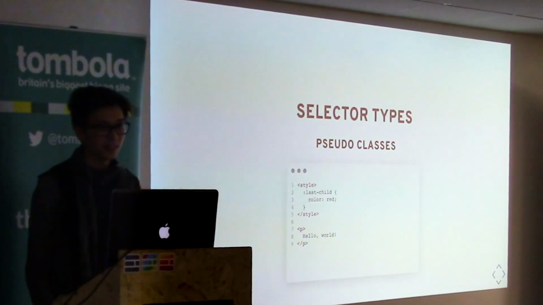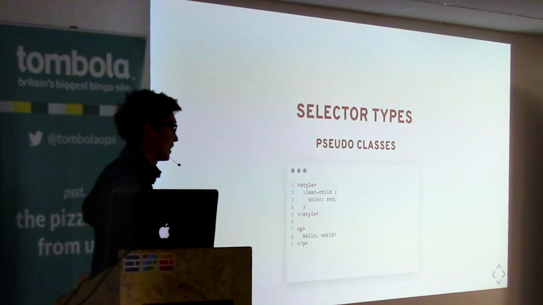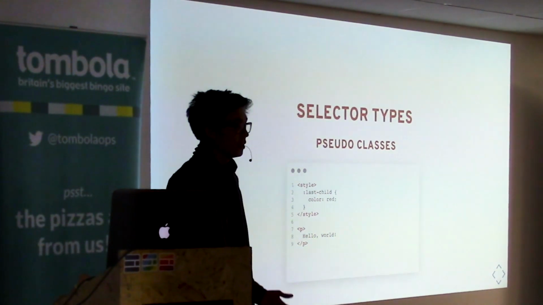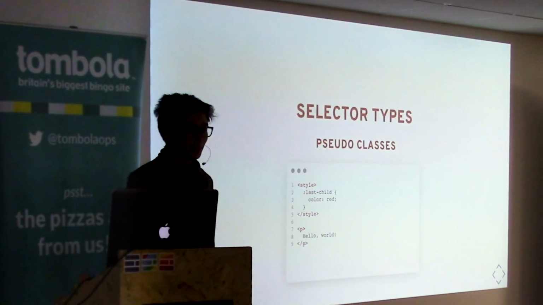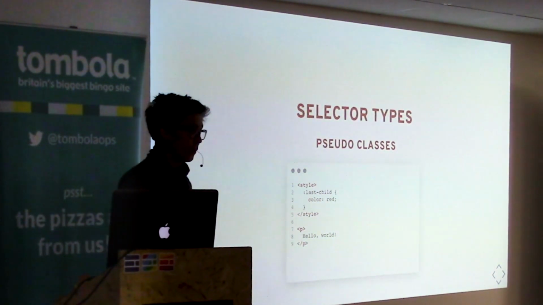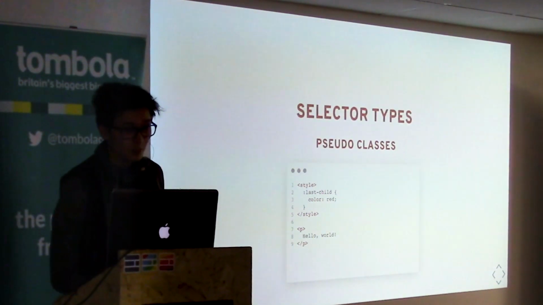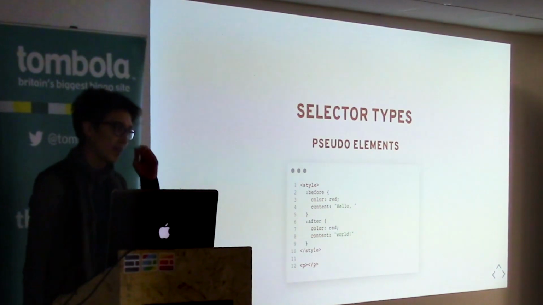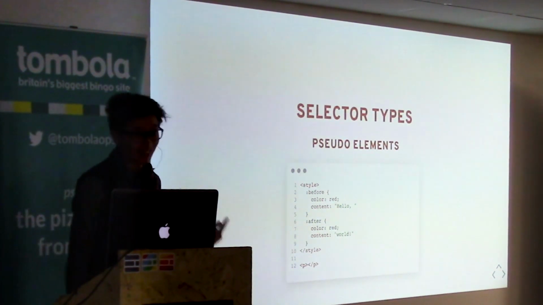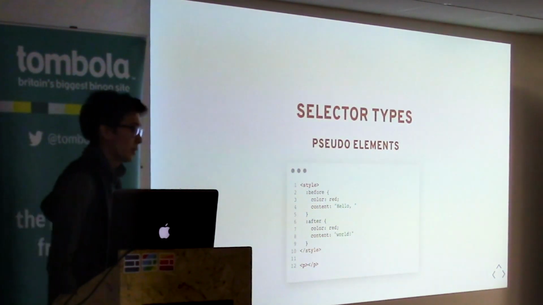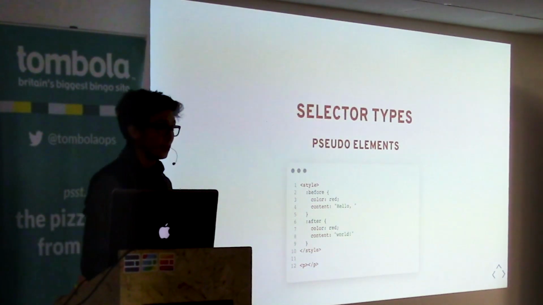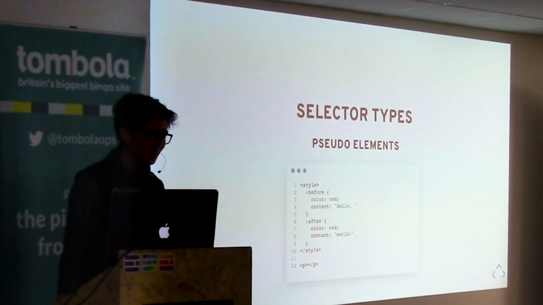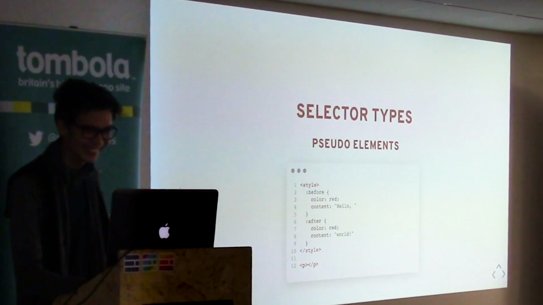Pseudo classes are things like last child, first child, nth of type, that sort of thing. Something where you're selecting an element that already exists, not where you're creating something new. If you're creating something new, that's pseudo elements. So pseudo elements are your befores, your afters, your selection, that sort of thing. Something that didn't exist until you added that style. Does that make sense? Great.